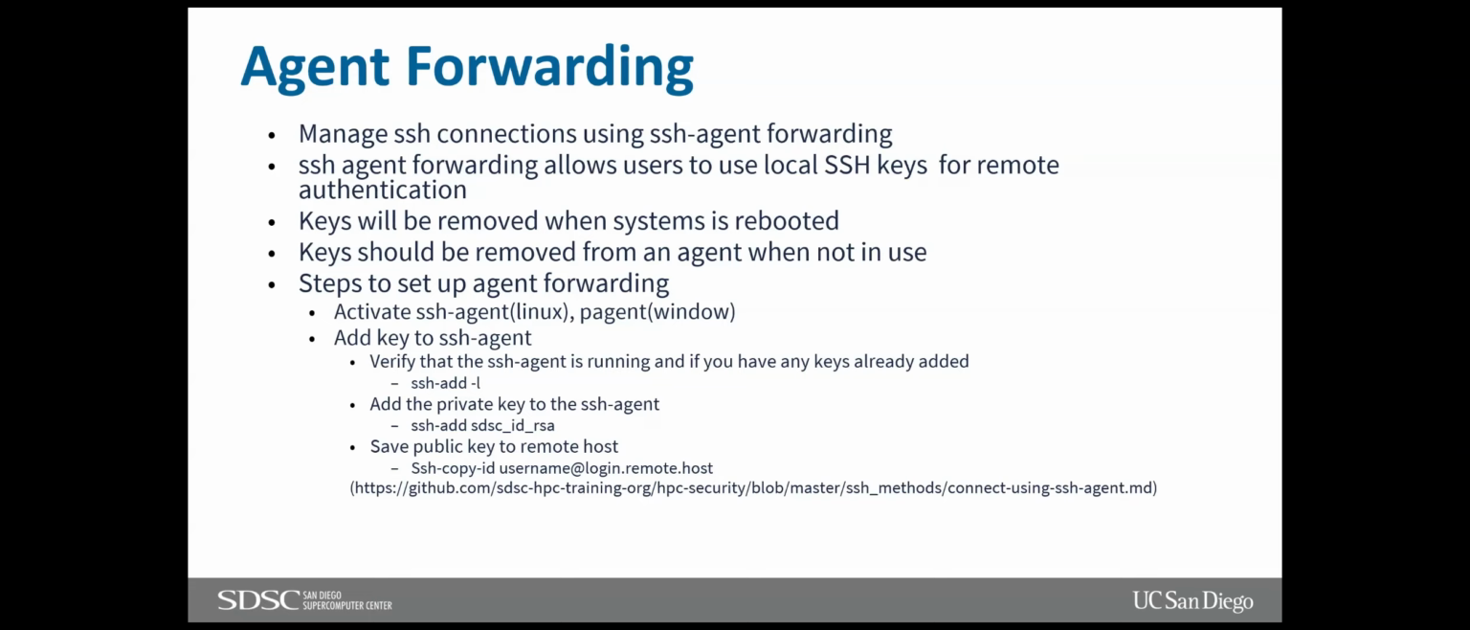The steps to use SSH agent are pretty straightforward. Since we learned on the last slide how to create our SSH key pair, the next step would be to get an SSH agent and activate it on your local system. On Linux systems, the tool that you're going to use is ssh-agent. On Windows, you can use Pageant. Then you're going to add your private key to the SSH agent and make sure that your public key is on the remote host, or added if necessary. We have a link down at the bottom here that provides step-by-step instructions for how to create an SSH key pair and for setting up SSH forwarding.